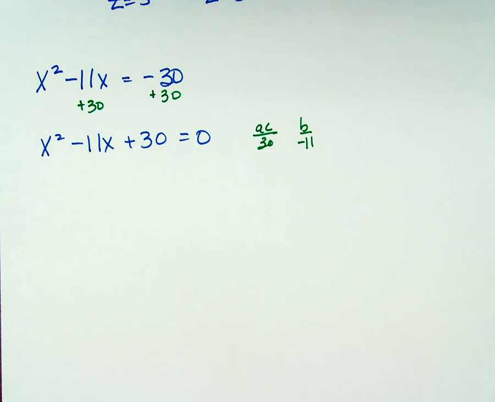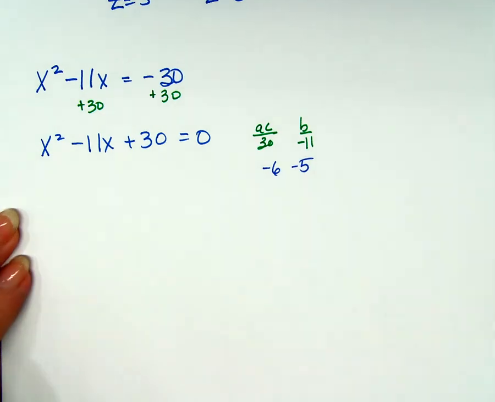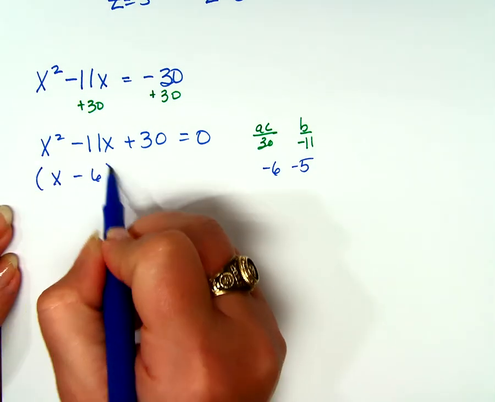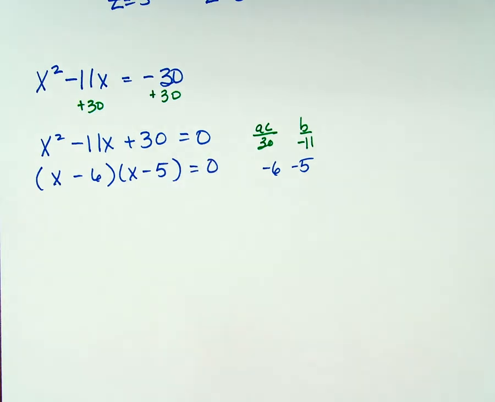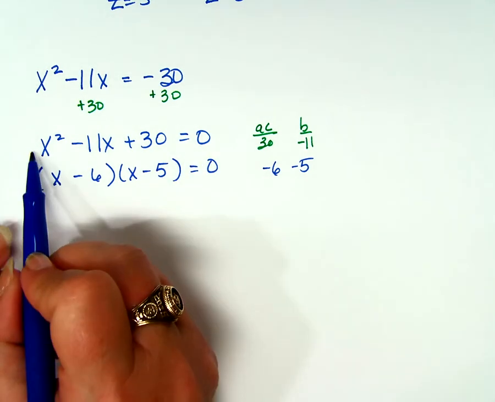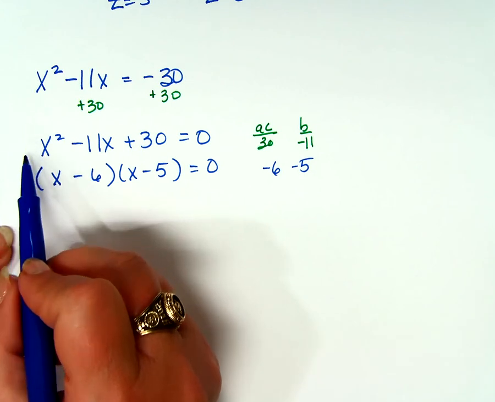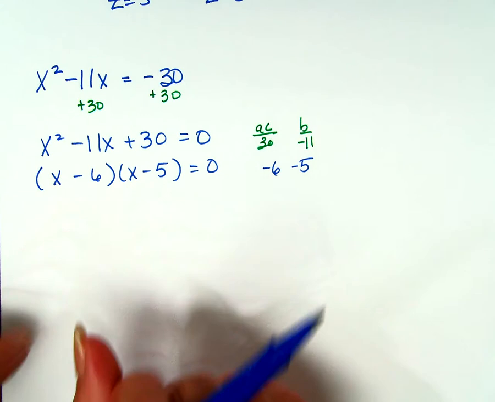So we have to make sure the signs are correct, right? So negative 6 and negative 5, are you in agreement on that? Guys, why can I go straight to the factors instead of having to split my middle term? Because the leading coefficient is 1, right? Okay, that's why I can go straight to my factors. You remember that?